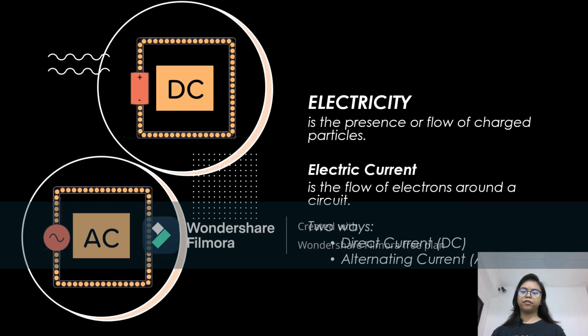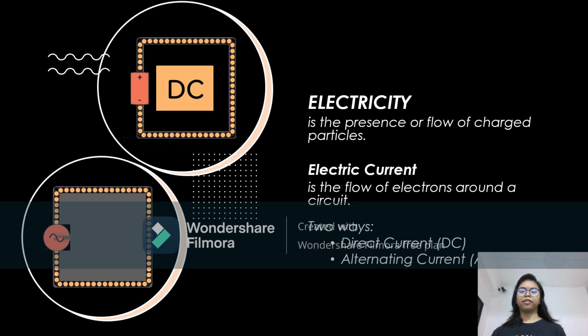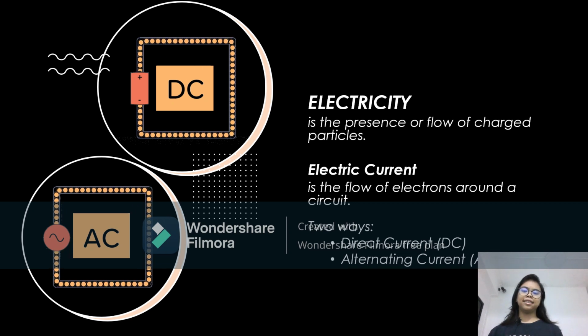Electricity is the presence or flow of charged particles. The flow of electrons around the circuit is called an electric current. You may notice that two circuits are represented. This is because current flows in two ways, as an alternating current or AC, or direct current or DC. The main difference between AC and DC lies in the direction in which the electrons flow.